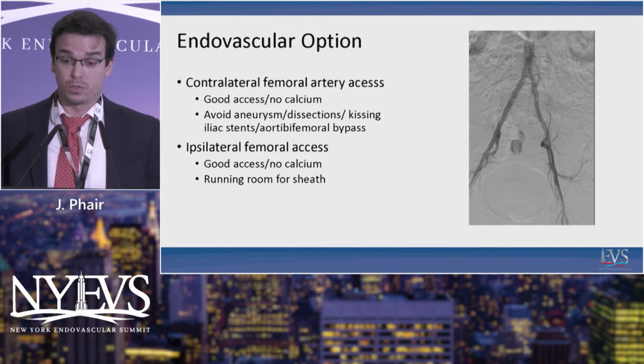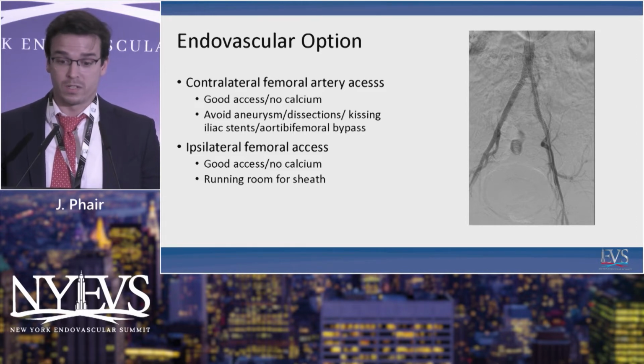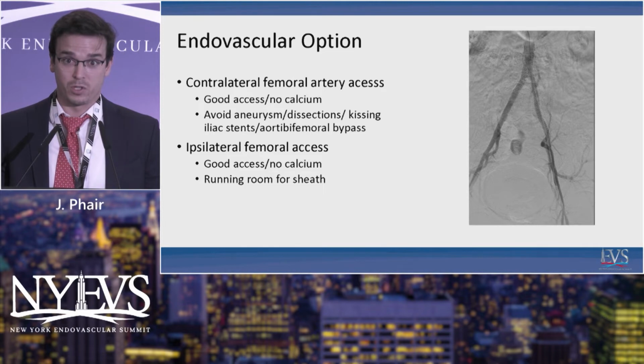So for the endovascular option, we're going to go over some basics, but the contralateral femoral access is typically the go-to for most proceduralists. It requires good access and no calcium. You want to avoid going up and over in patients who have large aneurysms with plaque there because you don't want to embolize. So dissections and kissing iliac stents are my least favorite because they make coming back much harder. And also aortobifemoral bypasses, because the angle that the graft takes off from the aorta makes it very difficult to go up and over. In these situations, ipsilateral femoral access is a really good choice.